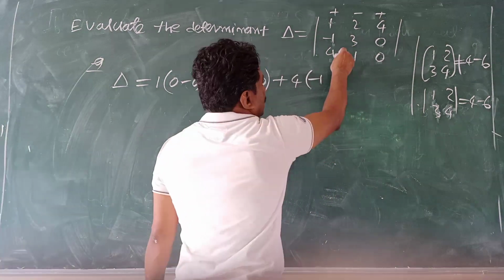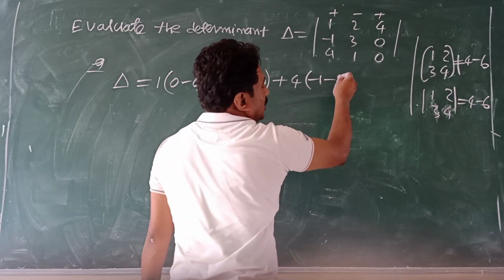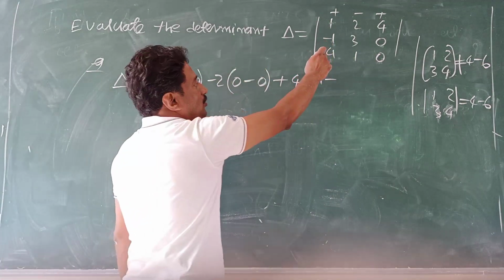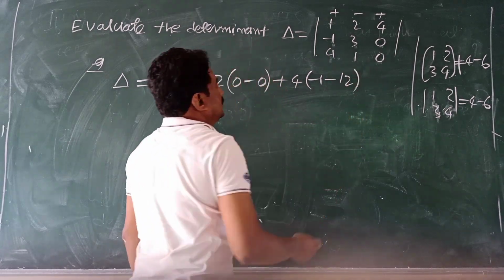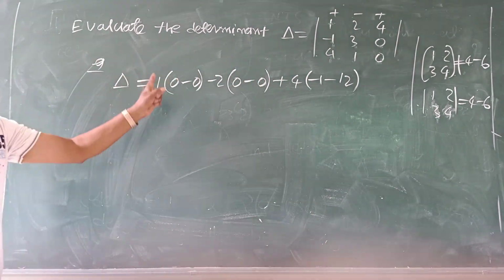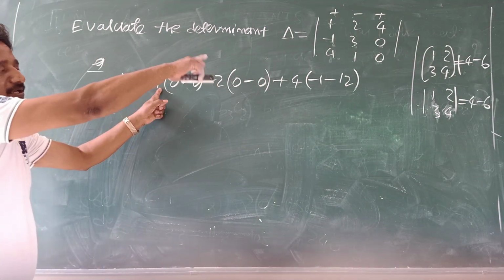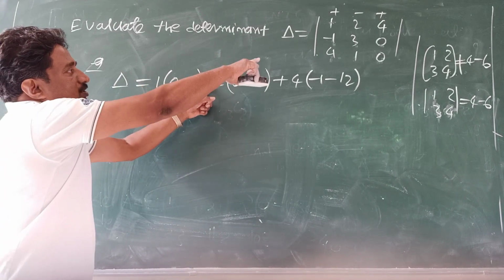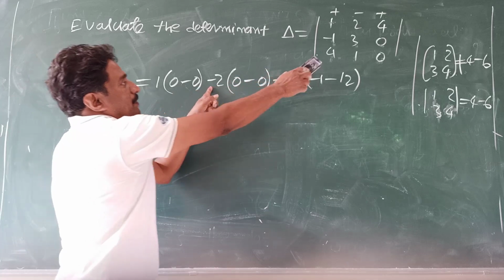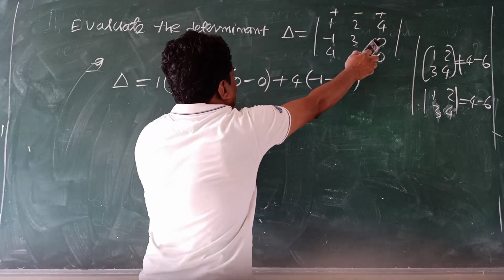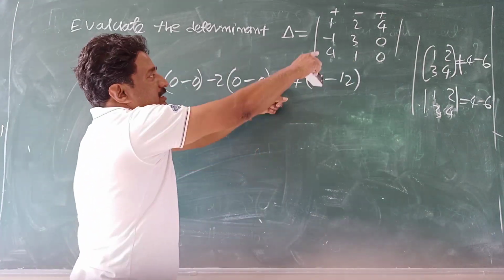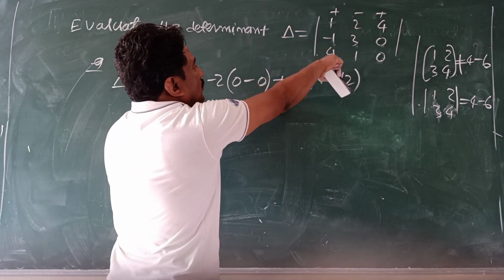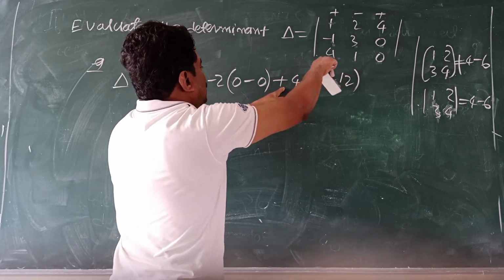minus 1. After this product, I should write minus. After multiplying these two, minus should be written. 4 3 is not 12. Please observe, 1 into, leave the row and column, 0 minus 0. Next minus 2 into, minus 1 into 0, minus 1 into 0, 0, minus 4 into 0, minus 0. Lastly 4 into, leave the row and column, minus 1 into 1, minus 1, minus 4 3 is 12.